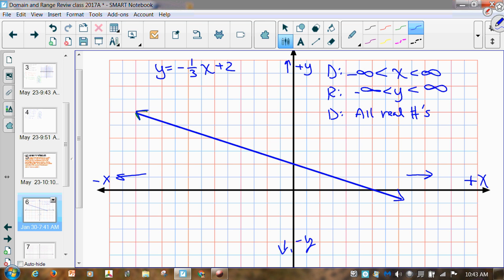Because every way I go in the negative direction in the real number system, or every way I go in the positive direction for x, is all real numbers that way, and the same thing for range in this case, okay? All real numbers, okay? Now there's a third way we could list this. So these two things mean the same thing, okay?